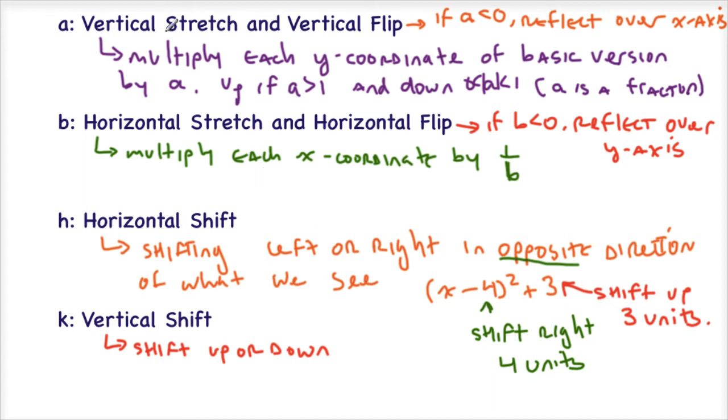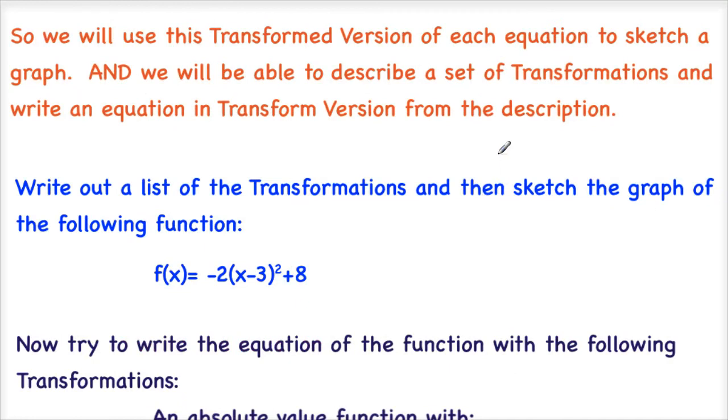So here, vertical stretch, and you might see this when I'm explaining, which I'll give you an example of in a second. If I were to describe the transformation, I'd say that it's stretched by a factor of a, right? That's because we're multiplying, and when we multiply, those are called factors. So when I write out this description, I'm going to say by a factor of whatever a or b are. So we're going to use this transformed version of each equation to sketch a graph, and we will be able to describe a set of transformations and be expected to write the equation in transformed form.